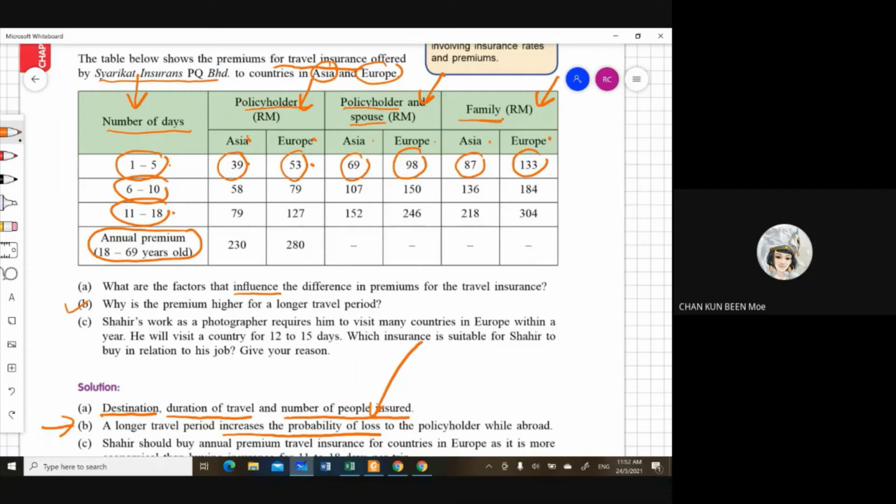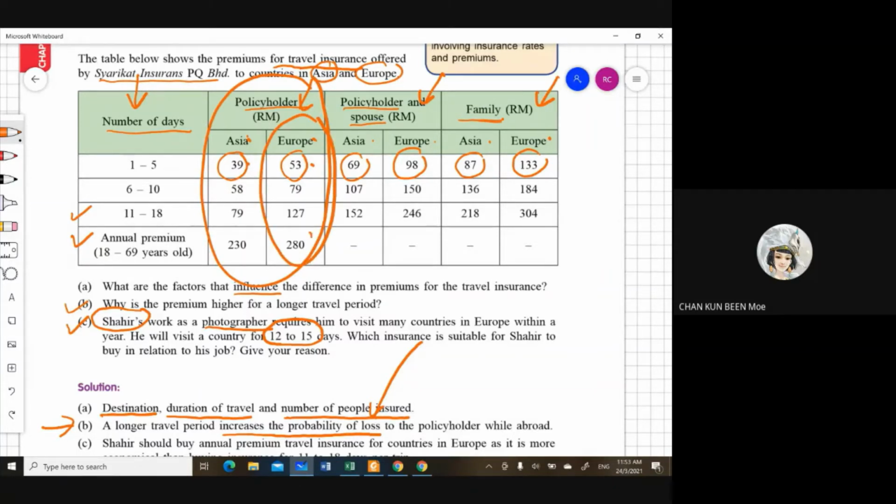Okay, now we look at the third question. Shahel's work as a photographer requires him to visit many countries in Europe. So he needs to go here and there because he is a photographer. Within a year, he will visit a country for 12 to 15 days. Which insurance is suitable for Shahel to buy in relation to his job, and give your reason. So out of this range over here, the number of days we know is between 12 to 15. He can buy this one, he also can buy this. Okay, then he is under this category, but then he's going to Europe only.